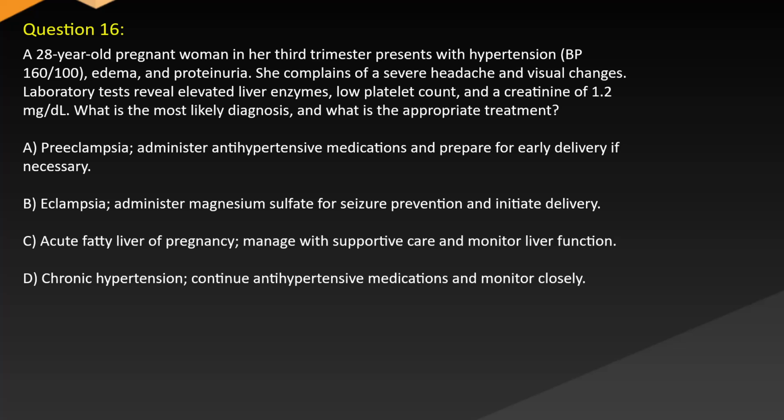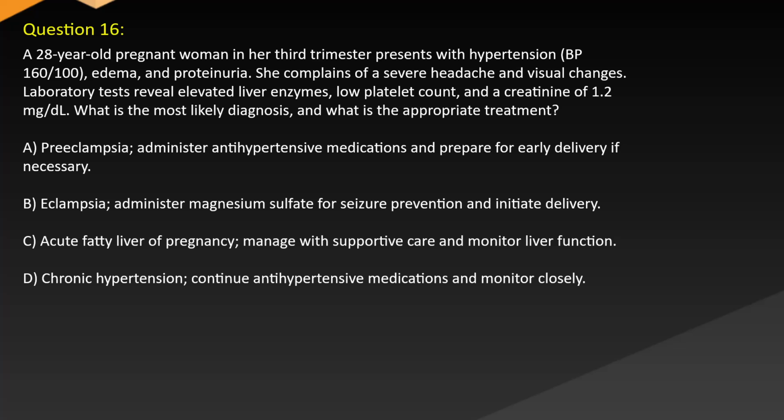Question 16. A 28-year-old pregnant woman in her third trimester presents with hypertension, BP 160/100, edema, and proteinuria. She complains of a severe headache and visual changes. Laboratory tests reveal elevated liver enzymes, low platelet count, and a creatinine of 1.2 mg/dL. What is the most likely diagnosis and what is the appropriate treatment?